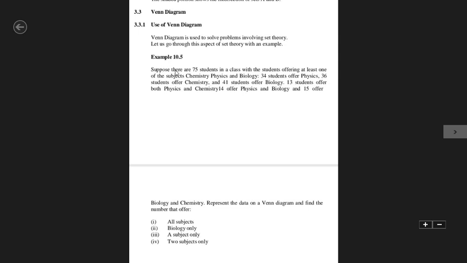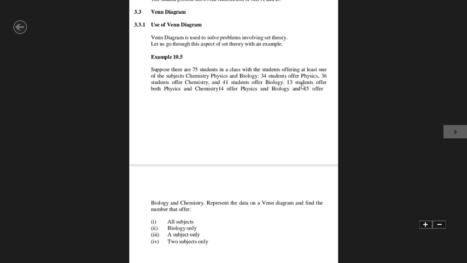For example, you see this question now that says 75 students in a class. That means in that class we have a total of 75 students. So this is our universal set, which is 75. And out of these students now, at least all of them offer a subject. So what they mean by this, with the student offering at least one of the subjects, is that there's nobody that is left out. So everybody must be inside the circles of the Venn diagram.